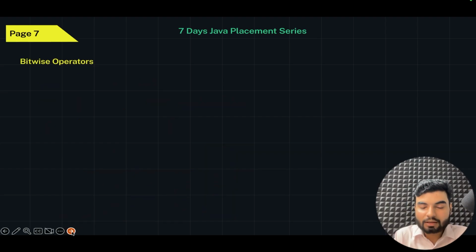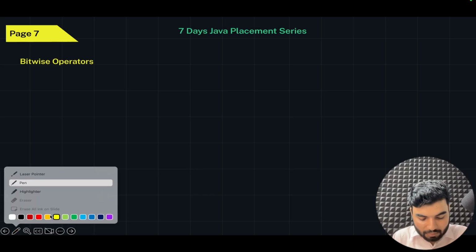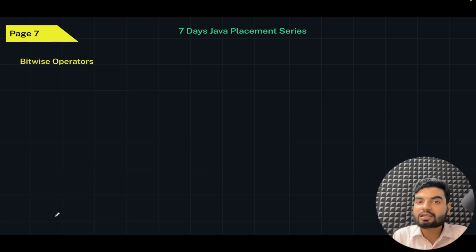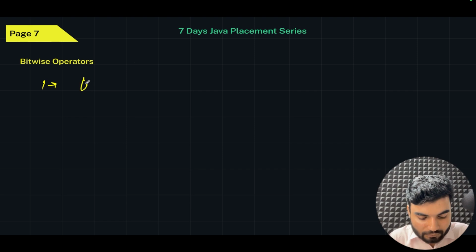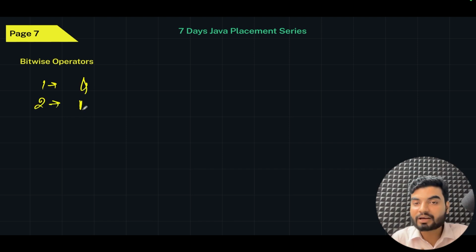Now here we have bitwise operators. The same names we gave for the logical ones, we'll give here as well. Here we have the AND operator, but with one ampersand. We have the OR operator, but with one pipe sign. We have the NOT operator, which is this tilde. Then we have the XOR operator, this cap sign. I'll tell you how they work.